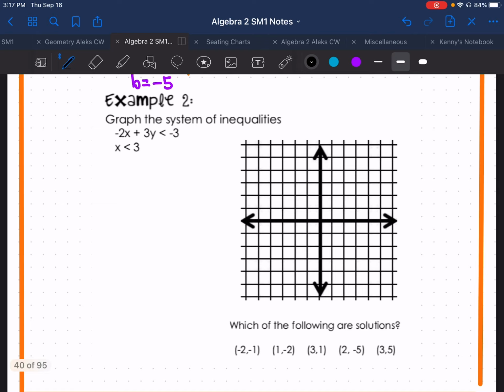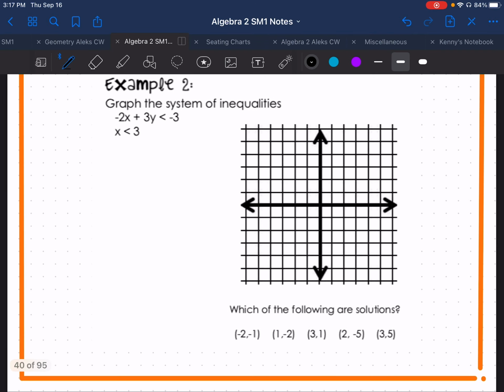All right, let's take a look at another one. Graph the system of inequalities. So once again, we're going to call this one equation 1 and that one equation 2. Let's get started with equation 1. We're going to have to solve for y equals. We're going to have to get that variable y alone.